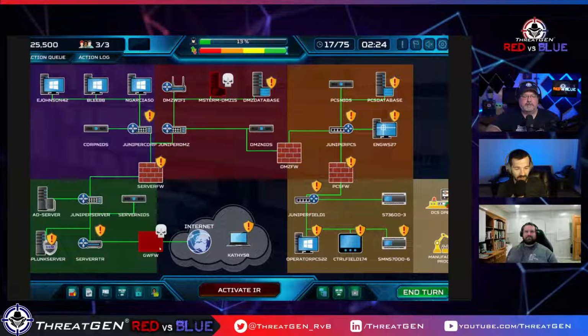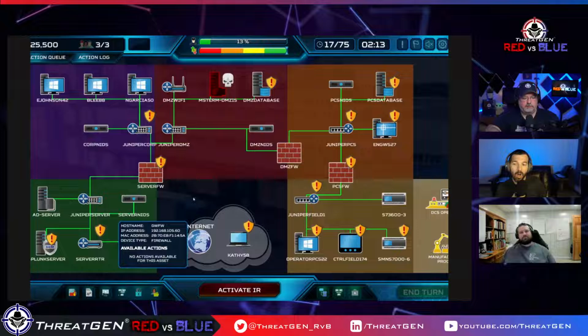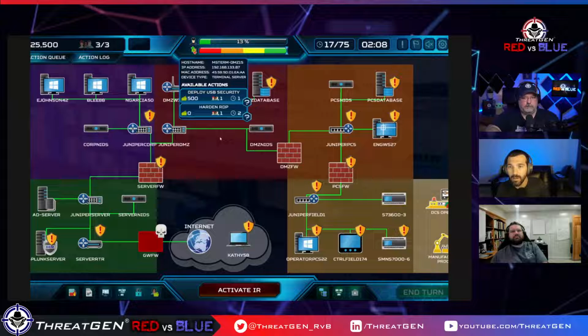All right. So this machine has got a skull on it, which indicates not a good situation. We do have to activate IR. One thing that's unique to this particular, what is going on up here? Hold on. We've got multiple problems, y'all.